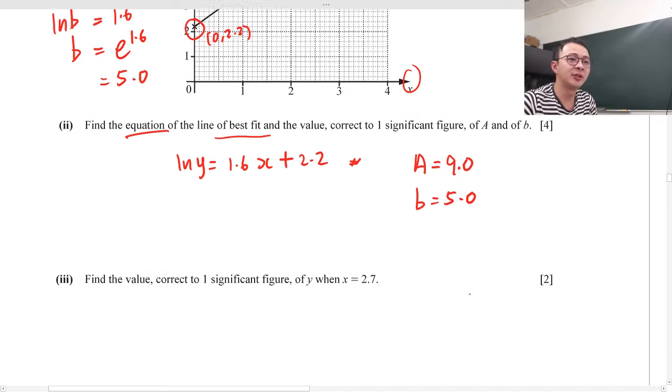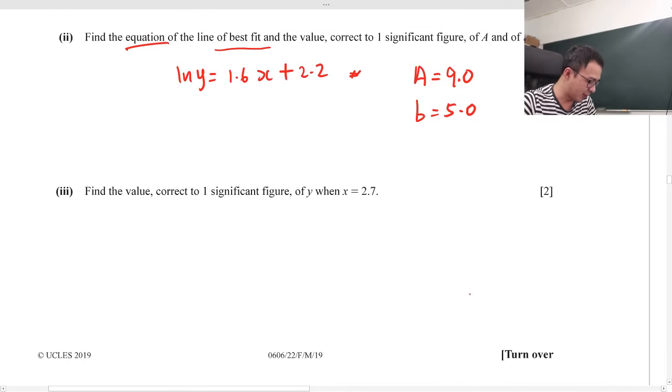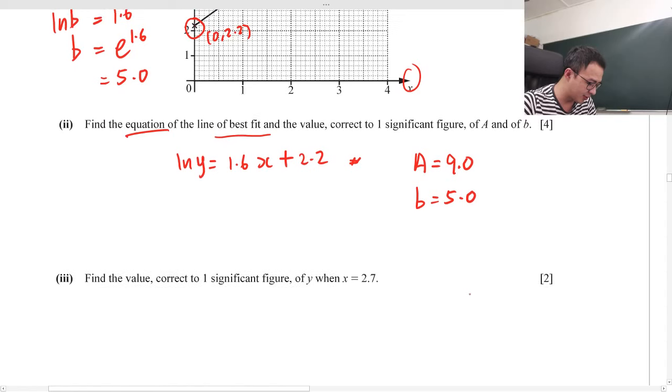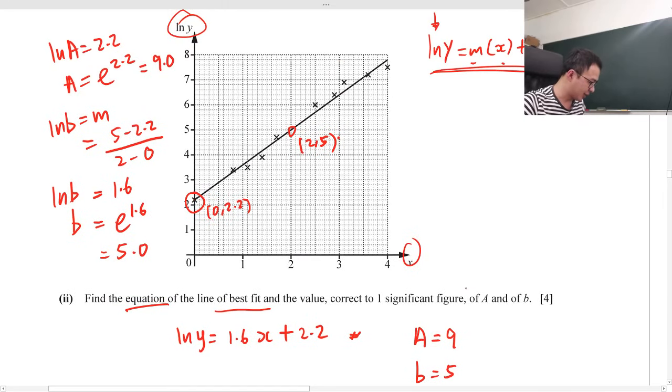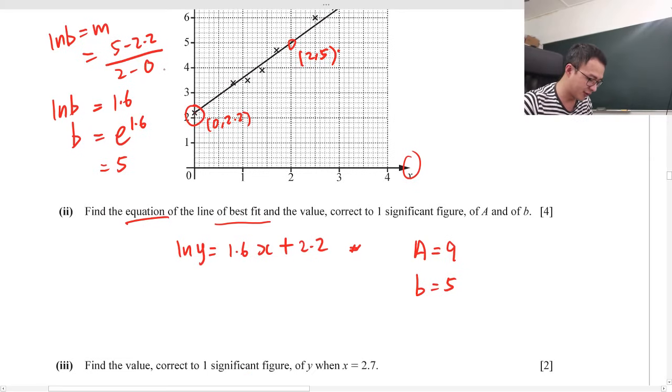Alright, so let's move on to the next one. Find a value correct to 1 decimal. They want 1 significant figure, not 1 decimal. So it's just like this. They want 1 significant figure. It's not 1 decimal place, so don't confuse yourself. It's not the same. So find a value correct to 1 significant figure when x equals 2.7.